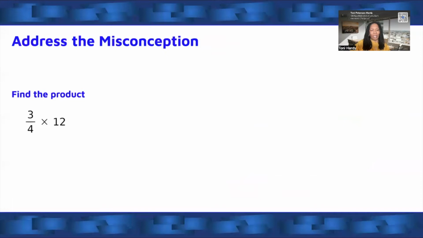Okay, here's a misconception right here. Find the product, 3/4 times 12. And of course, what do we do? We multiply 3 times 12, because we place 12 over 1. 3 times 12, 4 times 1, and we get 36/4. And then we do the same thing, we divide, without understanding what this actually means.